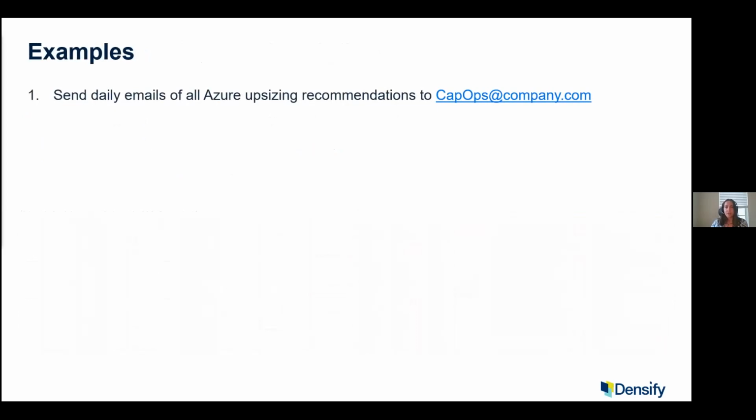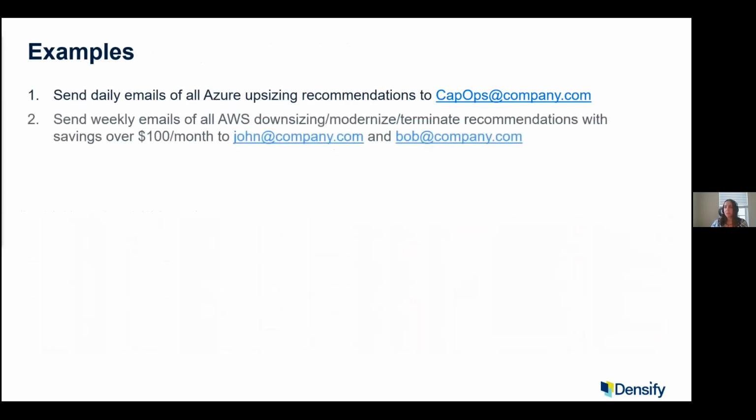I'll go over a few examples. For example, we could have an organization where they would like to receive daily emails of all their Azure upsizing recommendations and have them sent to the CloudOps team. Perhaps the same organization would also receive weekly emails of all their AWS downsizing, modernize, and terminate recommendations, but only the ones that have savings of over $100 a month, because smaller recommendations with $10, $20 savings may not be worth the effort. So they would like to specify the dollar amount that's associated with these recommendations. And these emails will go to John and Bob, right?